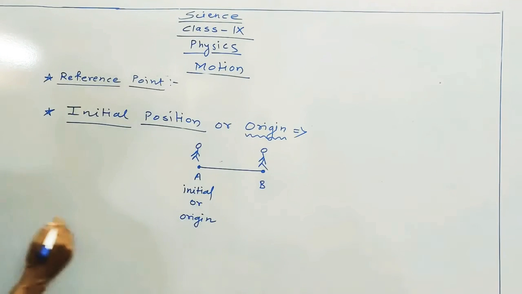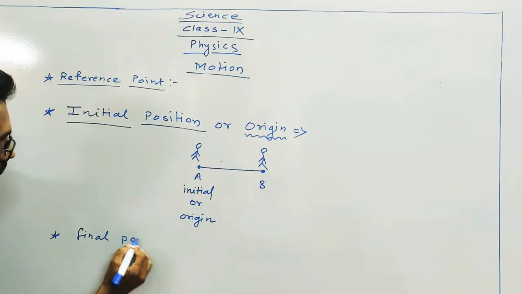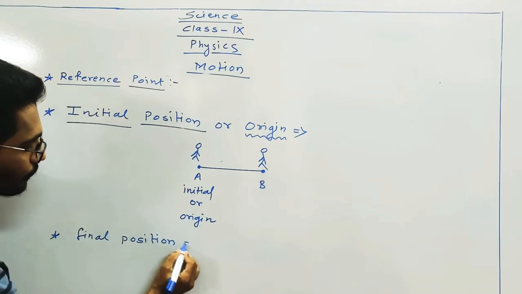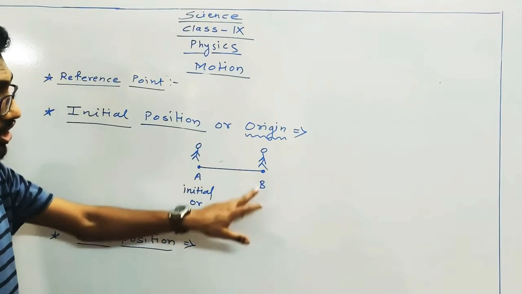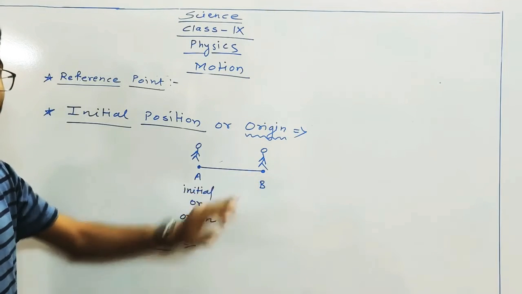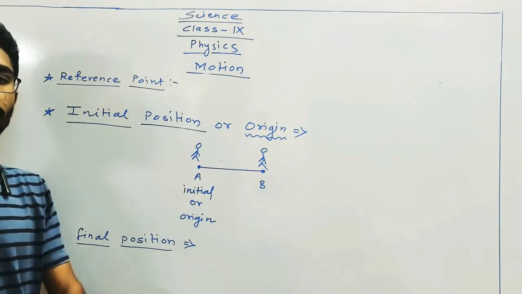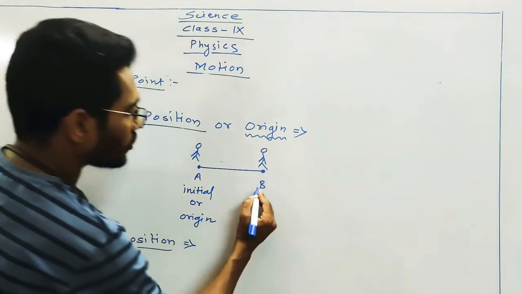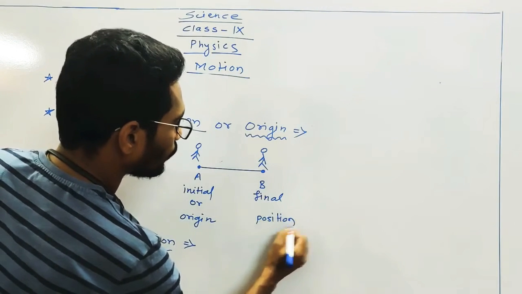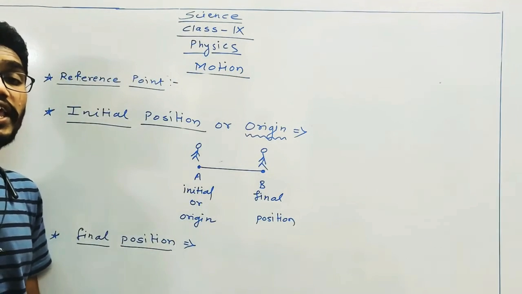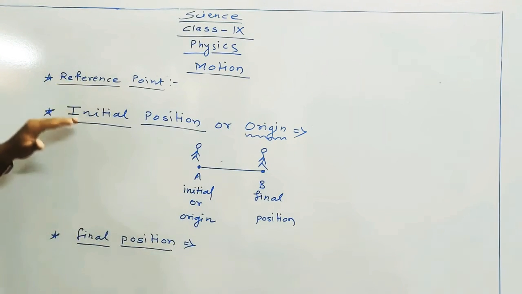Done. Now again there is a next definition. Final position. The point at which an object ends its motion is nothing but its final position, or we can say end point for that particular motion. Is it clear about these three definitions?